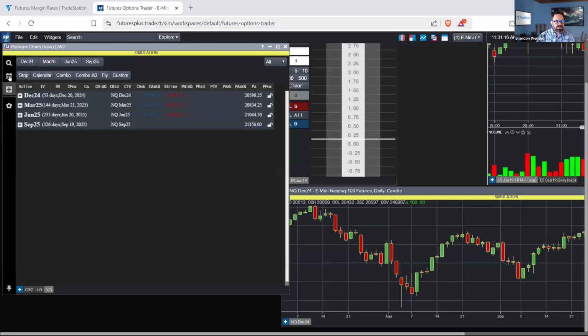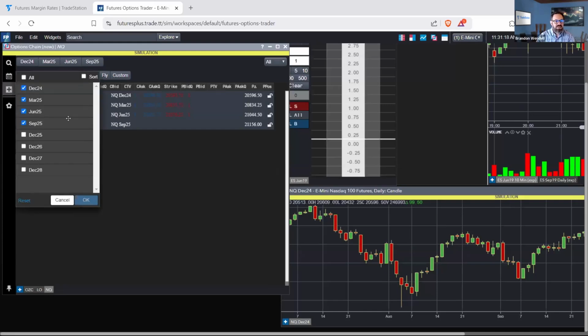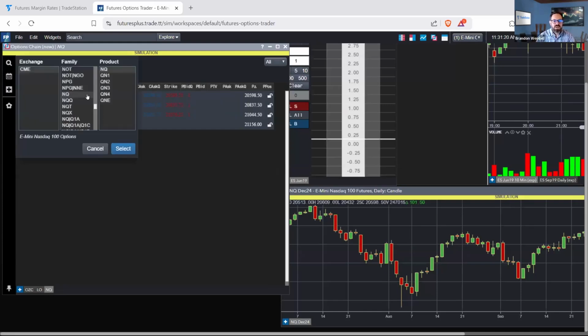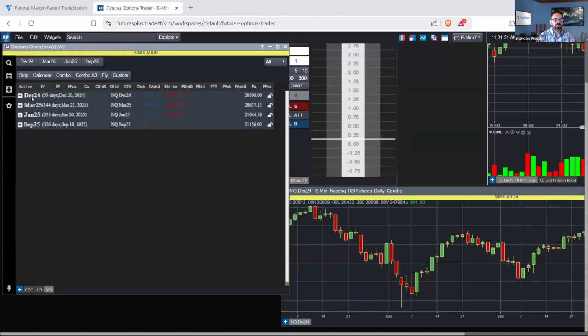And on this one, let me see if I have, oops, not that. Notice right here where I go to NQ, there are additional products. This one, the NQ, happens to be the monthly contract that corresponds with the monthly contract of the futures. So we have December, as I said.